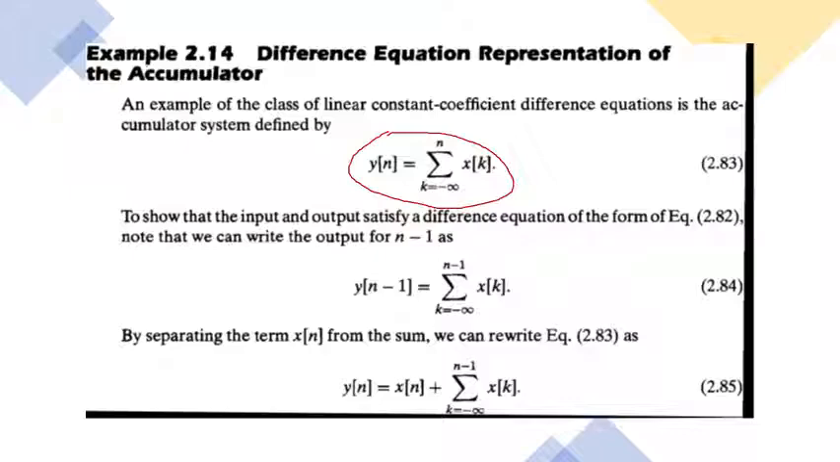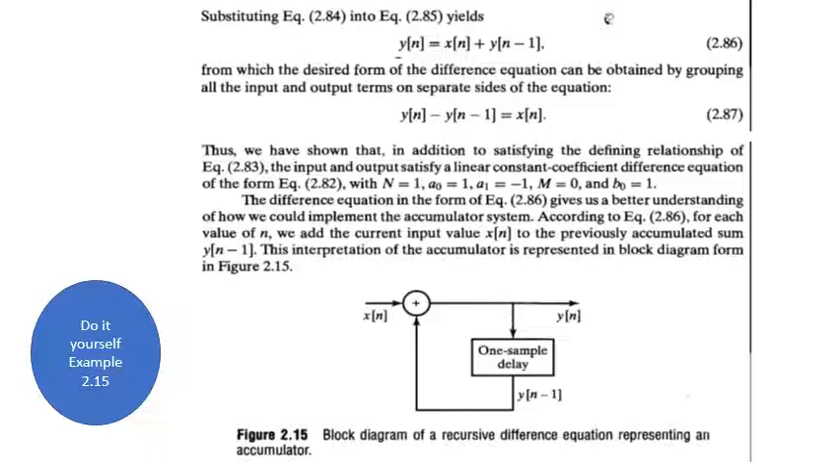We know that if the sum goes to n minus 1, we will have y of n minus 1 here. So one term is this, and the second thing that we can do is separate the last term from here. We know that the last term will be x of n. So if I write x of n separately, the sum will go to n minus 1. Since this and this are equal, just substitute y of n minus 1 here.